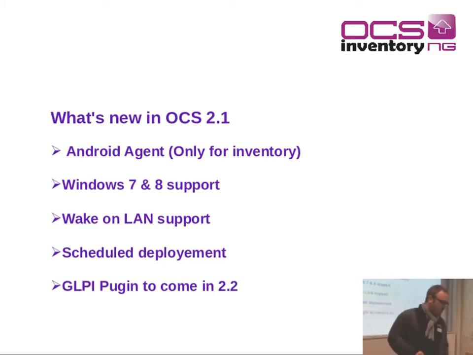There are some new features in OCS 2.1, as I said before: an Android agent, which is only for inventory. Windows 7 and 8 support, because there were a lot of bugs before, especially on 8. Wake-on-LAN support, very useful in deployment. Even if your machine is off, you can deploy something. Scheduled deployment, which before was not possible. Before, you could only deploy what you had prepared when the agent asked for it, when it sent its inventory, and only at this moment. Now you can say, okay, I have something for you, here is a packet, get it, and use it tomorrow at night.